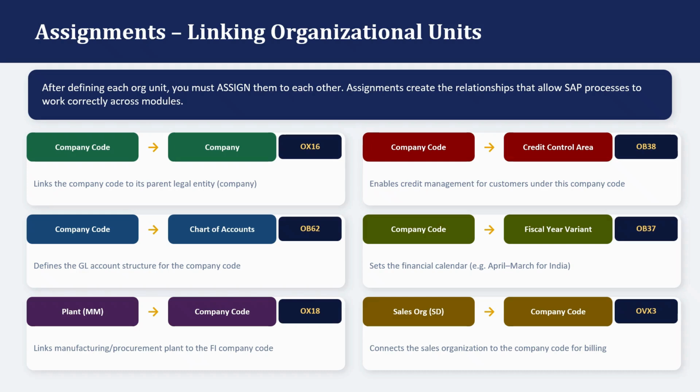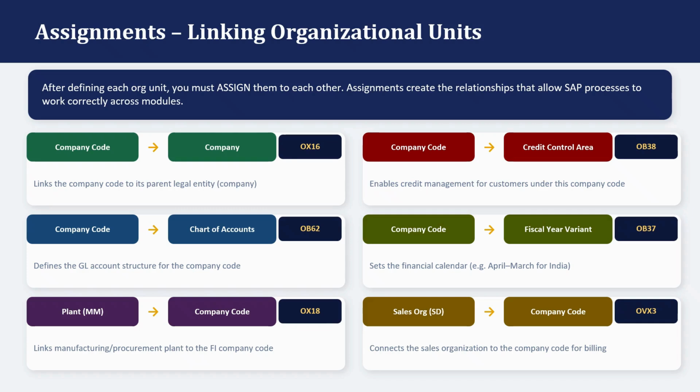Assignments link the organization units. After defining each organization unit, you must assign them to each other. Assignments create a relationship that allows an SAP process to work correctly across all the modules. For company to company code, we will be using T code YS16; company code to chart of accounts OB62; plant maintenance company code OX18; company code credit control area OB38; company code fiscal year OB37; sales organization to company code OVX3. So that connects the sales organization to the company code for billing.